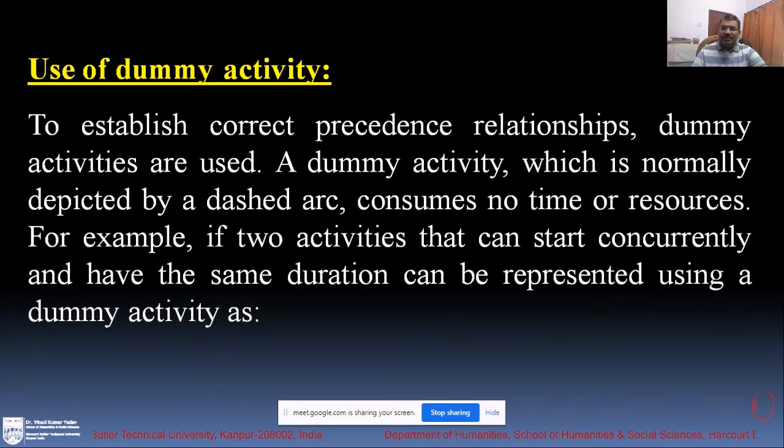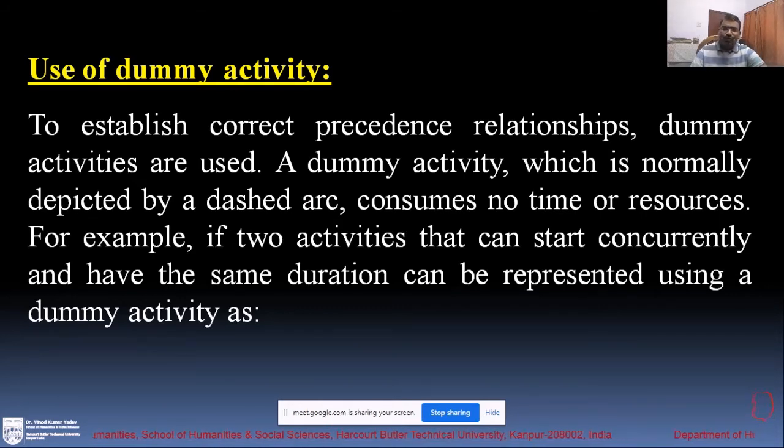What is the dummy activity? Dummy activity is just used to correct the precedence relationship. A dummy activity, which is normally depicted by the dashed arc, consumes no time or resources. That means dummy activity is not using any time or resource. So if there is a zero thing, you can understand that this is the dummy activity. We will discuss in designing network.